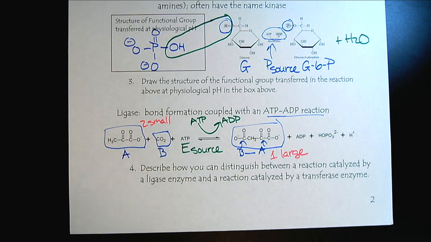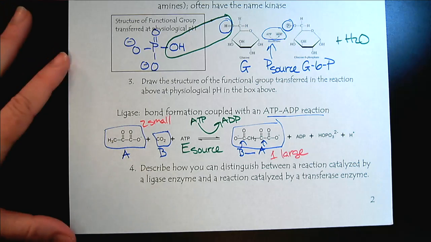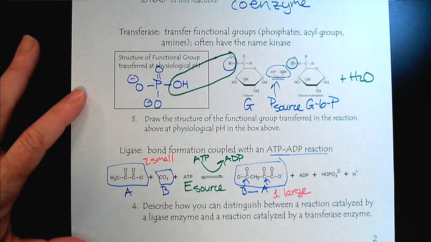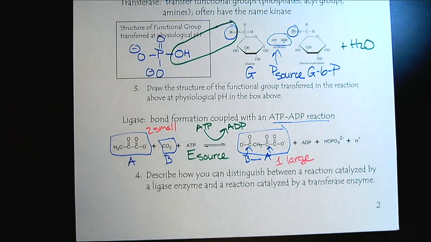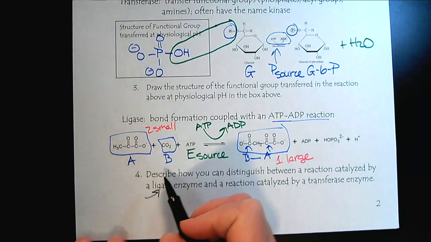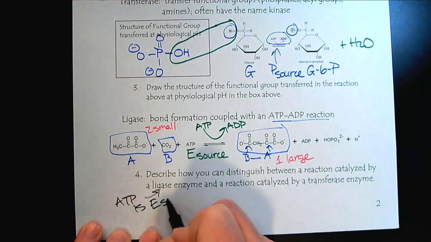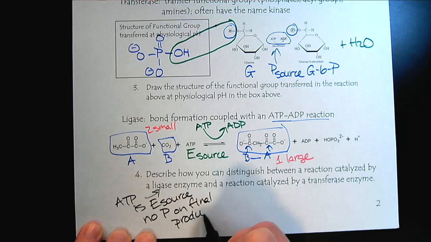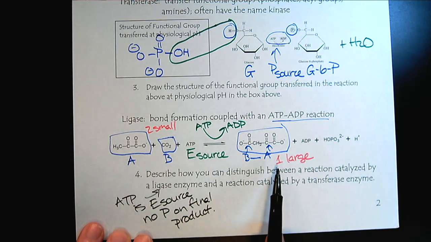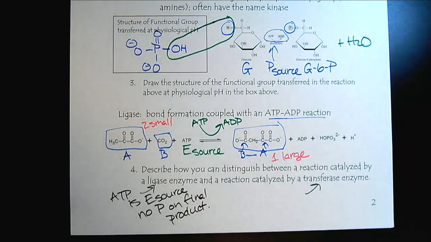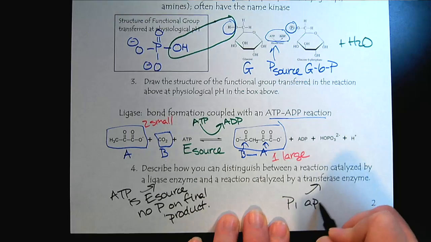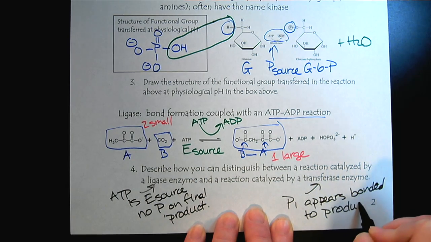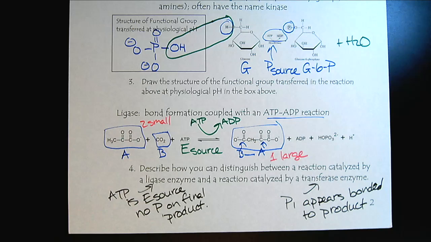Right? So now it would be a good moment for you to reflect on a way that makes sense to you. When we're comparing transferase to ligase, what clues are you going to use to distinguish between them? So for me, what I look at is that the ATP is the energy source, no phosphate on the final product, and then we have two smalls to one large. For transferase, for me, the phosphate appears bonded to the product. And if something else makes more sense to you, then that's what you should write, because these notes are to help you.